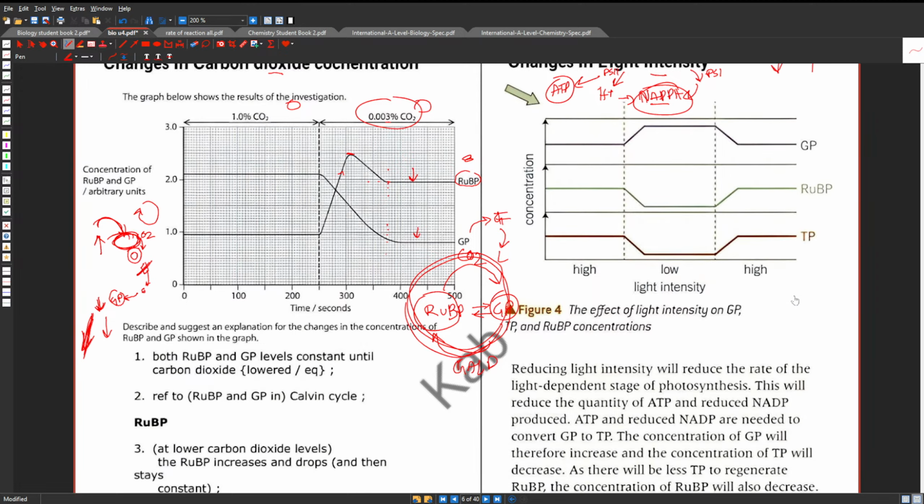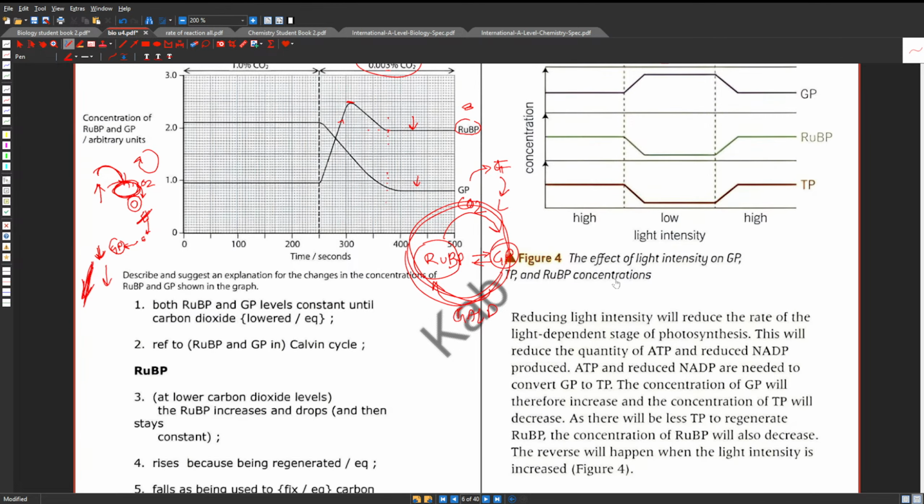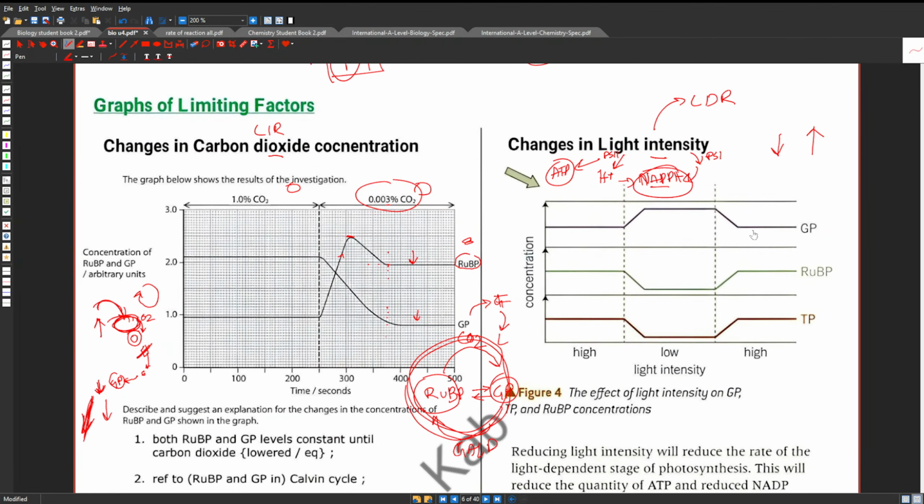What is TP? ATP and reduced NADP are needed to convert GP to TP. Is TP GALP? Yes, the TP is GALP. This is GALP. Okay. Light intensity is lowered, less ATP, less GALP. Light intensity is lowered. Why less RuBP?